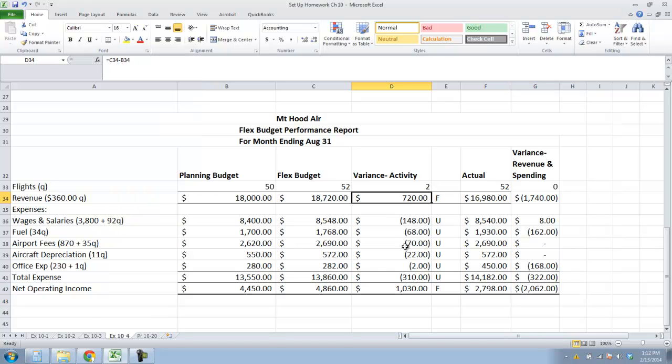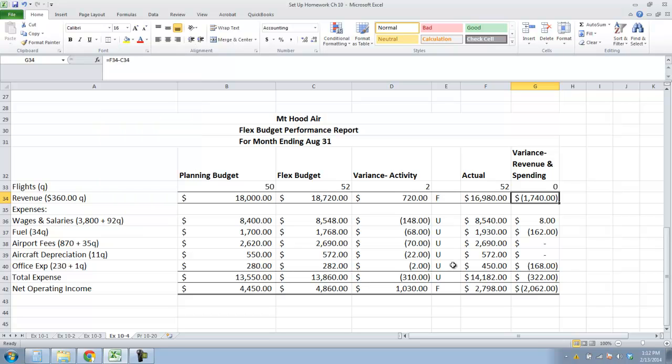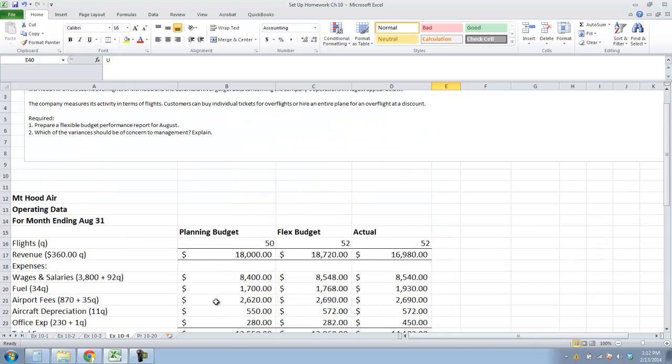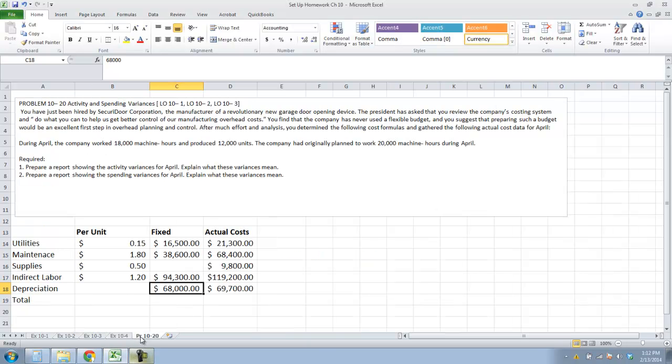So we had a positive activity variance, but a negative spending and revenue variance on this situation. In the next chapter, we'll get to what that really means in chapter 11. And this is a flex budget performance report. We're going to keep going and finish the final problem from this chapter.